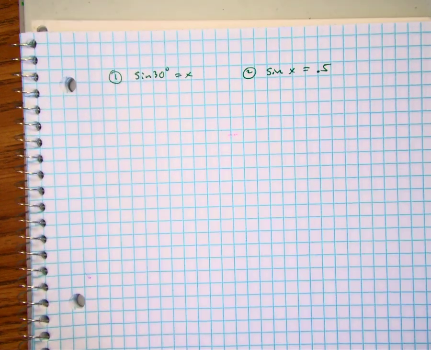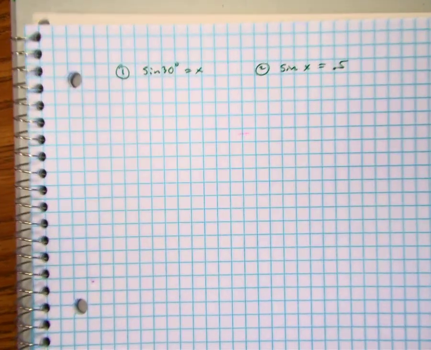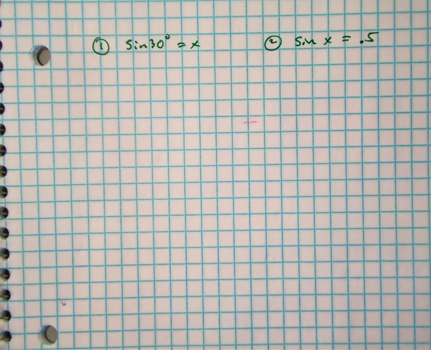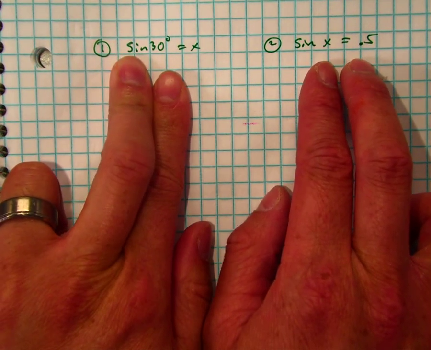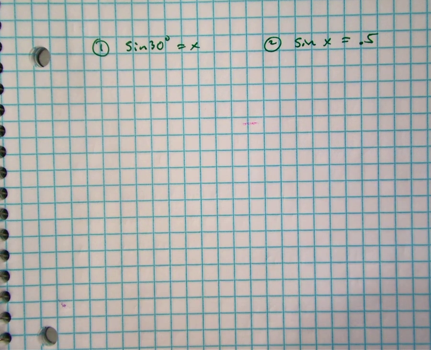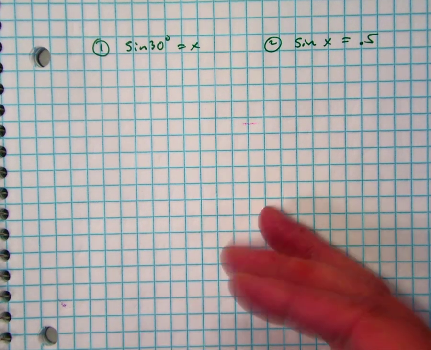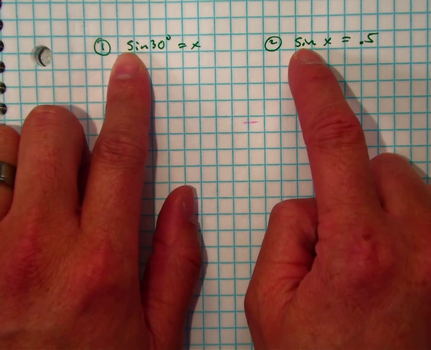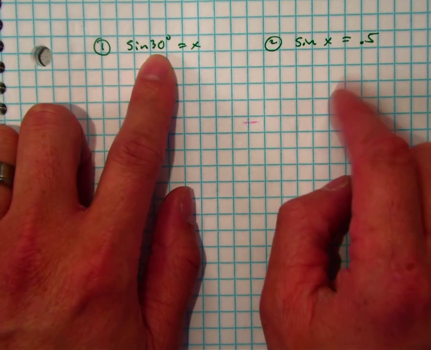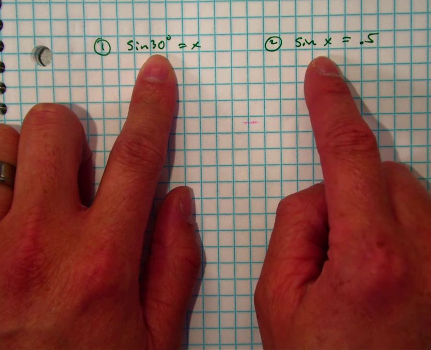I gave you guys these two equations, and I asked you the question: are they the same or different? And then, what did x represent? Did it represent a side, an angle, or neither? Well, they are the same. They both have sine, but they're different because one has an angle and one has an unknown angle.